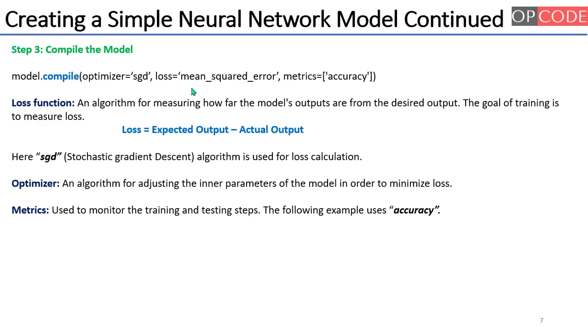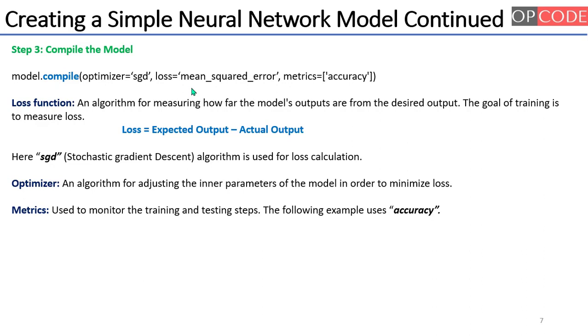Loss function means an algorithm for measuring how far the model's outputs are from the desired output. The goal of training is to minimize the loss. We can say that the loss is the difference between the actual output and the expected output. Now, optimizer is an algorithm for adjusting the inner parameters of the model in order to minimize the loss. It means the loss function calculates the loss, or the difference between expected and actual output, and then the optimizer algorithm adjusts the inner parameters to reduce the loss.